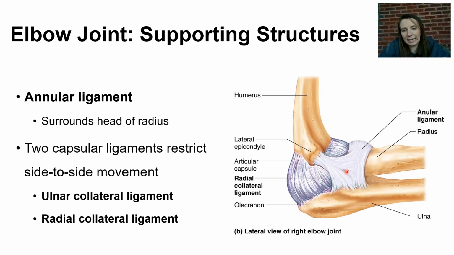In addition to the annular ligament, we have two capsular ligaments that help to restrict movement in this side-to-side direction. So we would have the ulnar collateral ligament and then the radial collateral ligament. And so you can see the radial collateral ligament here.